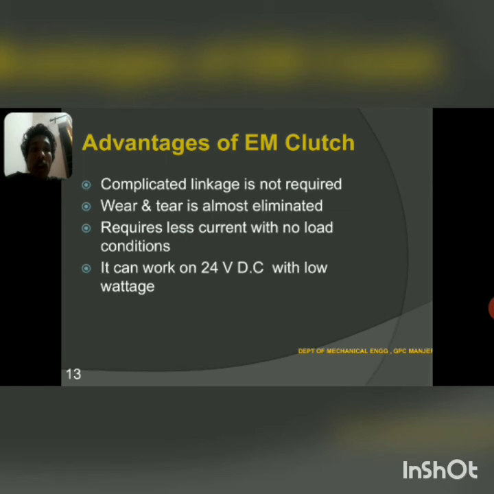Advantages of the electromagnetic clutch. Compared to an ordinary clutch, complicated linkage is not required. Wear and tear is almost eliminated. It requires less current in no-load conditions, and in load conditions very little current is required. It can work on 24-volt DC, which is low voltage.